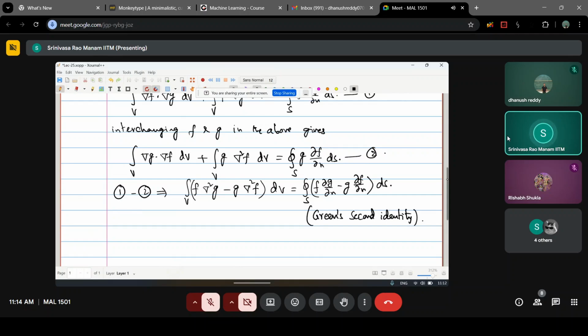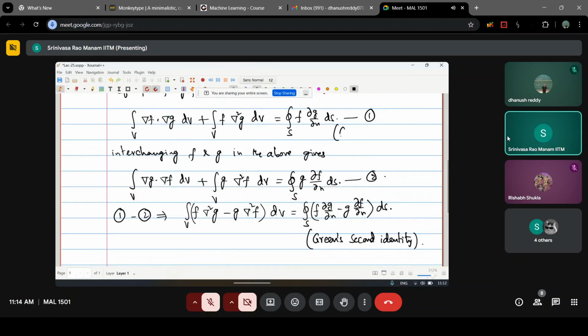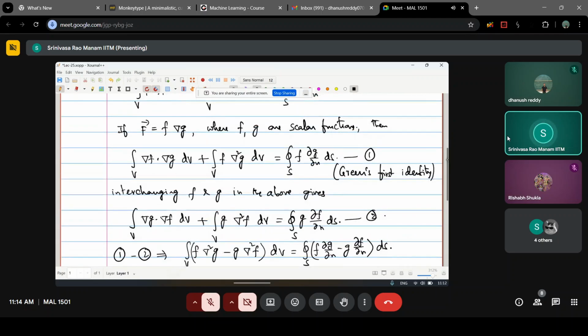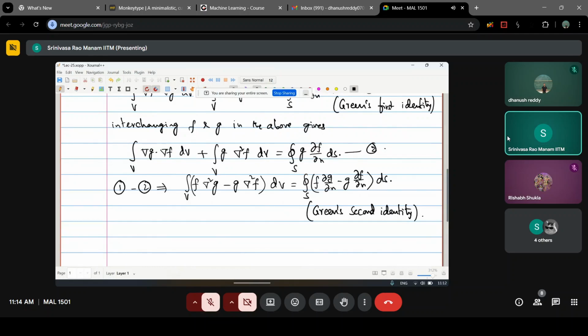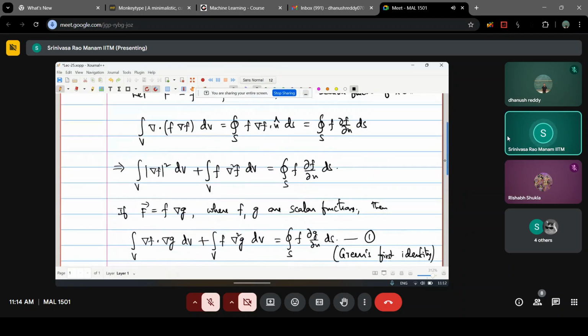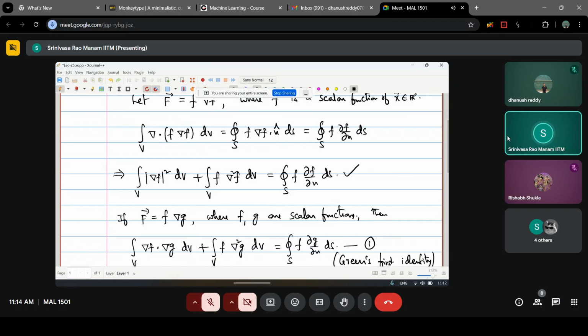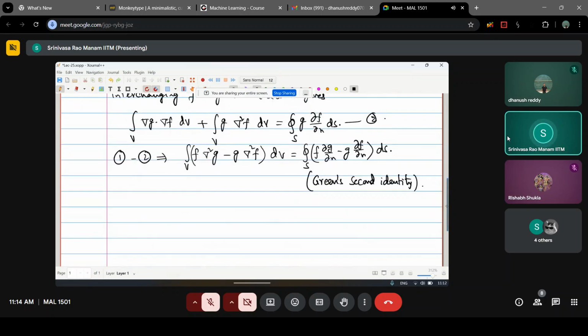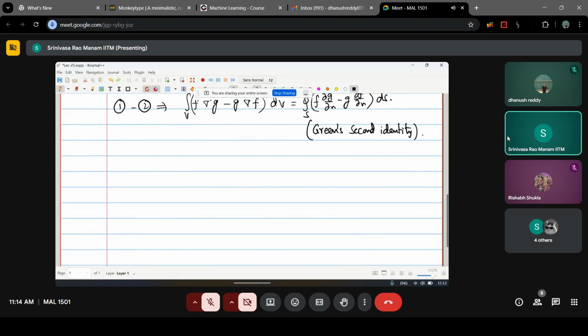The first one, or 2, is basically Green's first identity. So all these things come only from your divergence theorem. Now go back to the first one, the one that we have here. If you look at this one, now you take f equal to phi. Let me write that theorem.